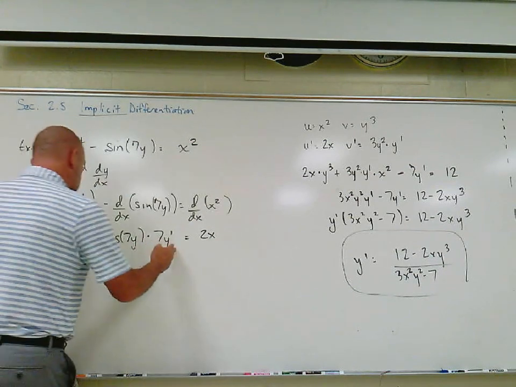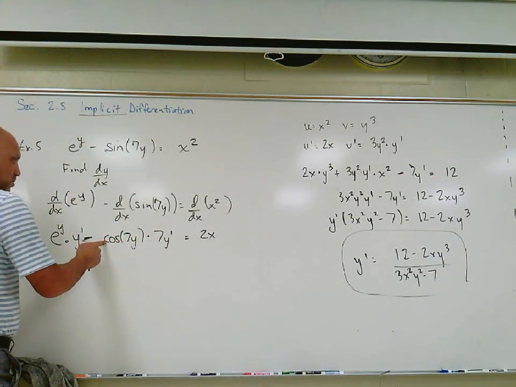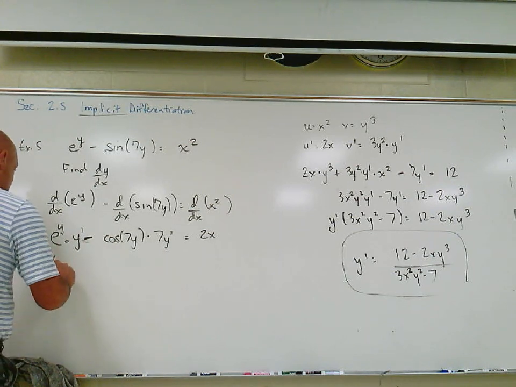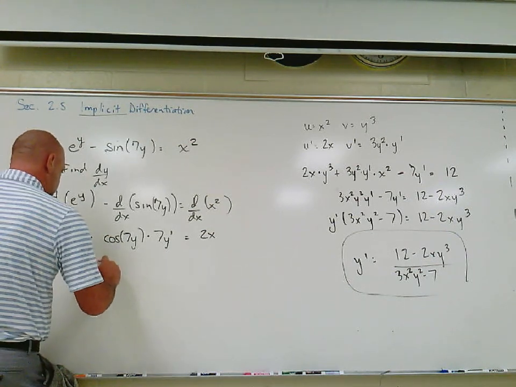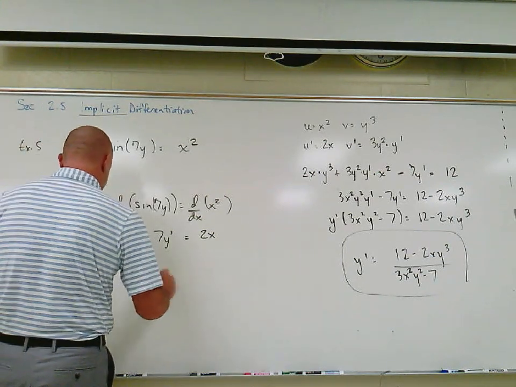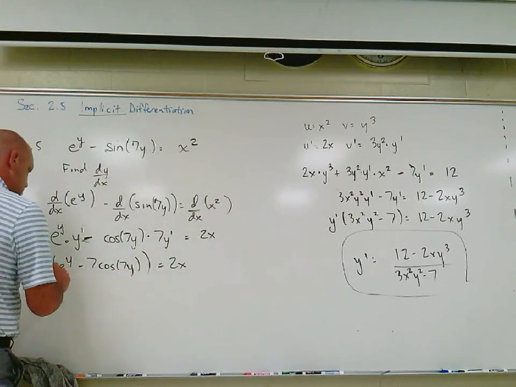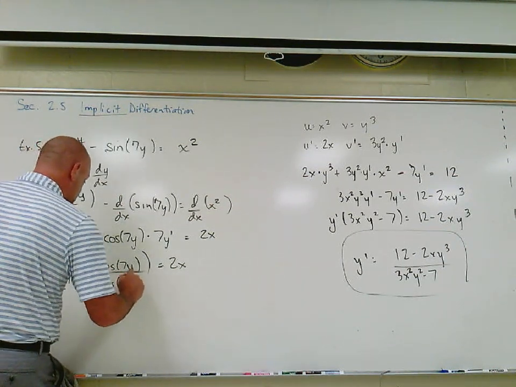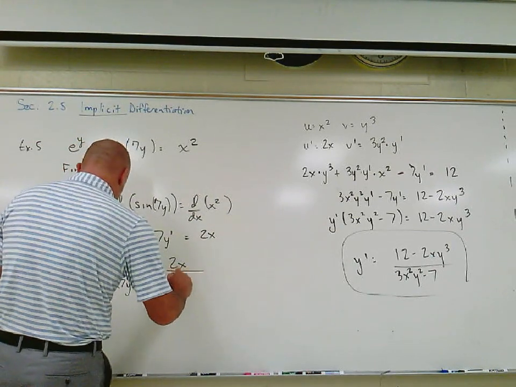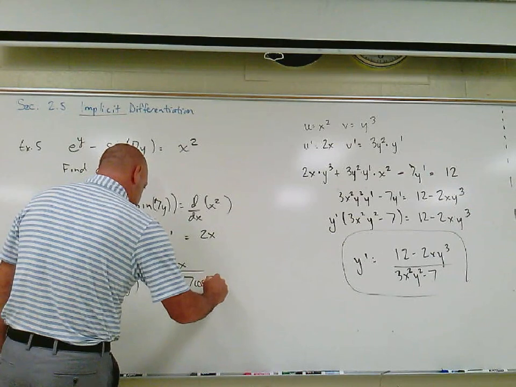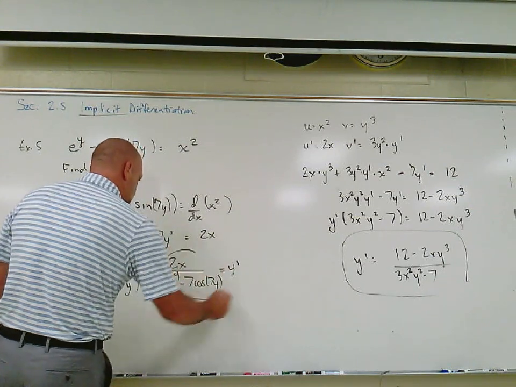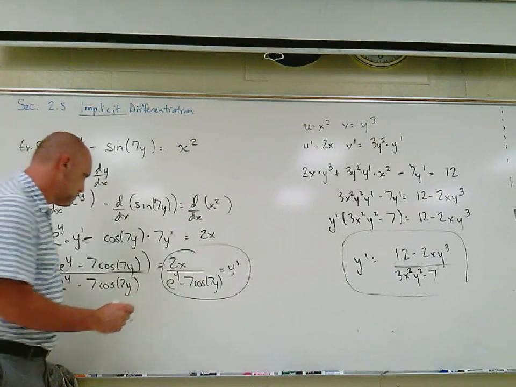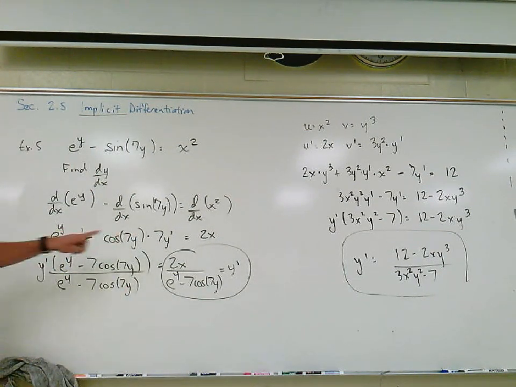So now all you have to do is factor out a y prime. I would move this 7 in front of the cosine, but I'll factor a y prime out and I get e to the y minus 7 cosine of 7y equals 2x. And I'll divide by e to the y minus 7 cosine of 7y, sorry. And I get this answer, and this is my y prime. Everybody okay with that? I'll factor the y prime out, and then whatever I'm left with, I went ahead and moved this 7 in front of the cosine. And there you go.